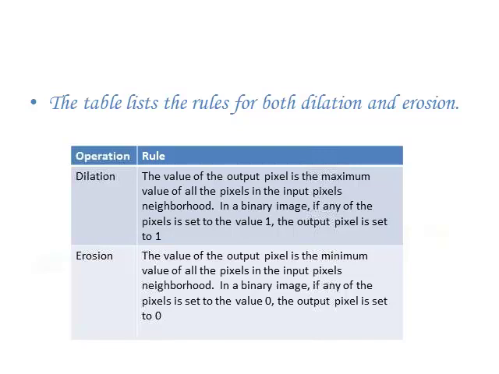Dilation: the rule for dilation is the value of the output pixel is the maximum value of all the pixels in the input pixel's neighborhood. In a binary image, if any of the pixels is set to the value 1, the output pixel is set to 1. Erosion: the rule for erosion is the value of the output pixel is the minimum value of all the pixels in the input pixel neighborhood. In a binary image, if any of the pixels is set to the value 0, the output pixel is set to value 0.